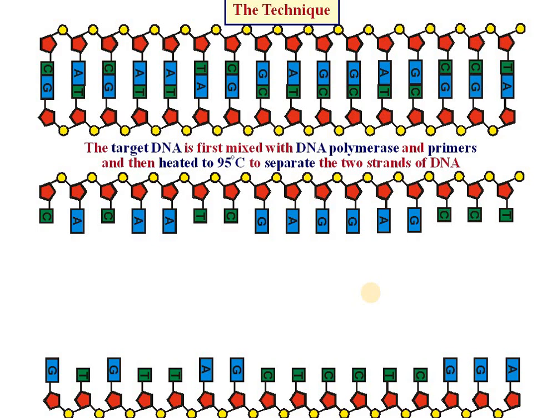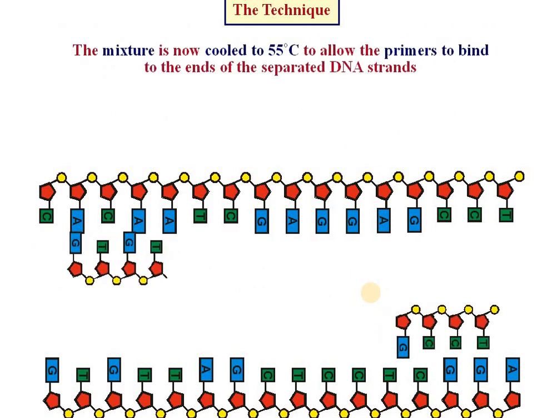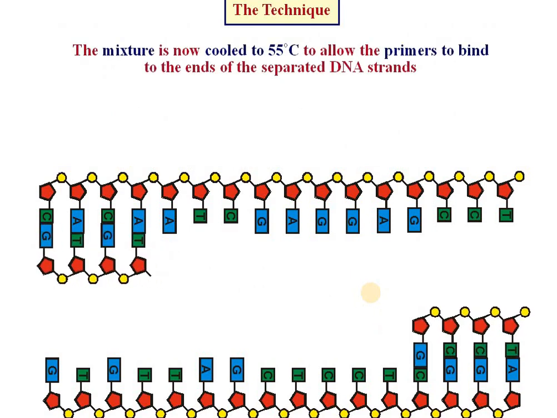After decreasing the temperature, you have the primer, whatever primer is already present in the reaction mixture. The primers are nothing but short synthetic DNA fragments that are complementary to the DNA strand to be copied. After decreasing the temperature, your primer will be bound to the 3' and 5' ends of your parent DNA molecule. The temperature you have to decrease up to 55 degrees Celsius.